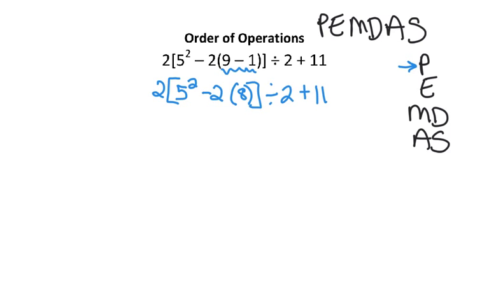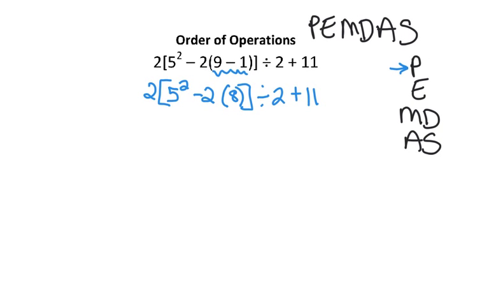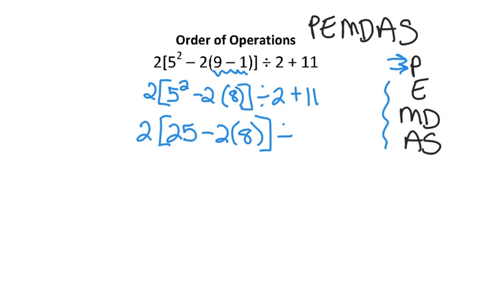Next, I'm going to revisit the parentheses again because there are still more parentheses to use. Within the parentheses, I'm going to follow this order of operations. That means the exponent would need to come next. So in the parentheses, that 5 has an exponent of 2. 5 squared is 25. The exponent has to come next. And I can rewrite this because I haven't done anything else.